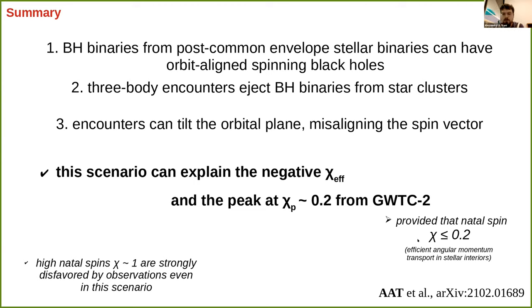0.2, the dimensionless spin. So this kind of model favors highly efficient angular momentum transport in stellar interiors, so the black holes exit the common envelope phase, where basically the cores should be quite non-spinning. And this scenario disfavors very high dimensionless spins of black holes, because they are not really matched by the current observations. So this is the end of my talk. Thank you very much.